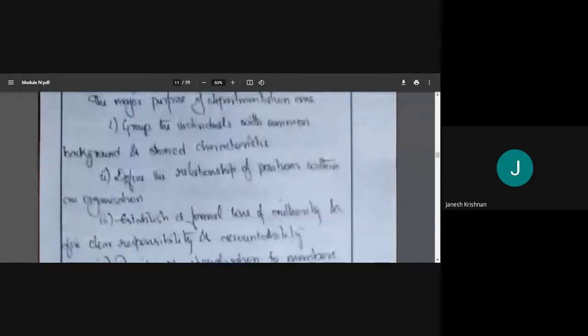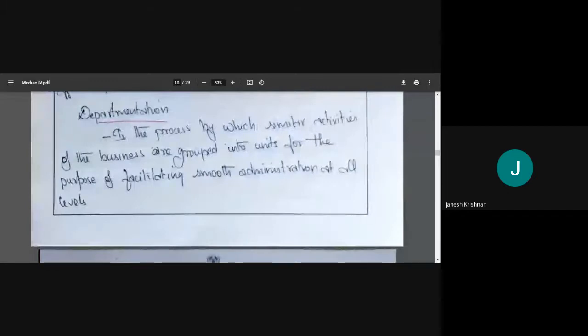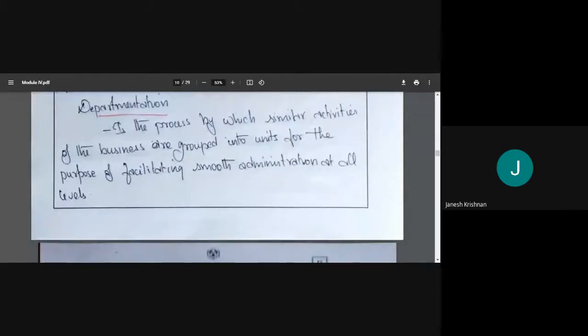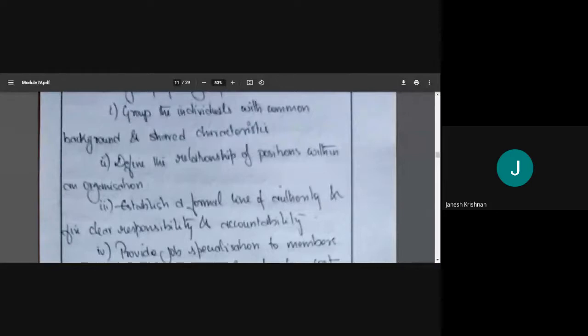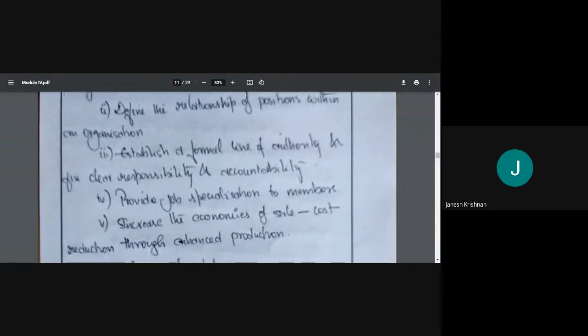So what are the major purposes of departmentation? Departmentation is a process by which similar activities of the business are grouped. My purpose is to group individuals with common background and shared characteristics. Define the relationship of positions within an organization. Establish a formal line of authority and fix clear responsibility and accountability. Provide job specialization to members. Increase the economies of scale, that is, cost reduction through enhanced production.